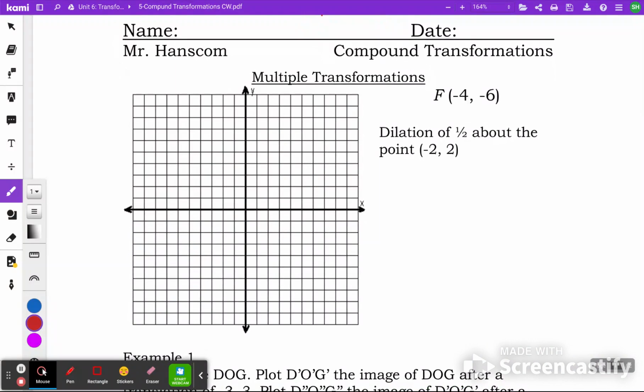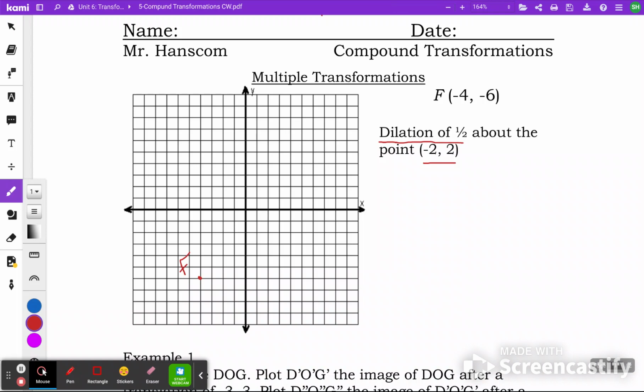So I'm going to go ahead and plot point F on the coordinate plane here. It is (-4, -6), so I'm going to put that there. What we're going to be doing with point F is a dilation of 1/2 about the point (-2, 2), which means it is no longer a dilation centered at the origin. Instead, it is a dilation centered at (-2, 2).